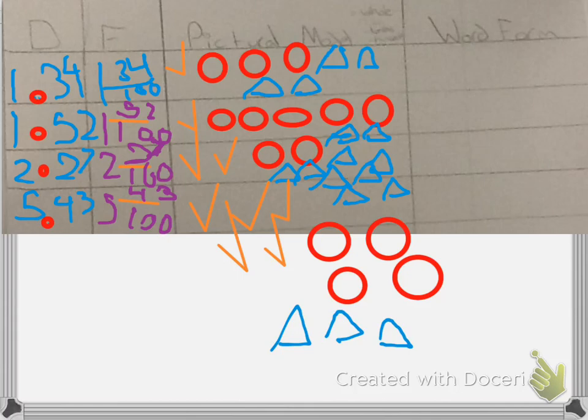Well, our word form, as I told you earlier, would be 1 and 34 hundredths. Our second one, 1 and 52 hundredths. Our third, 2 and 27 hundredths. Our fourth would be 5 and 43 hundredths.